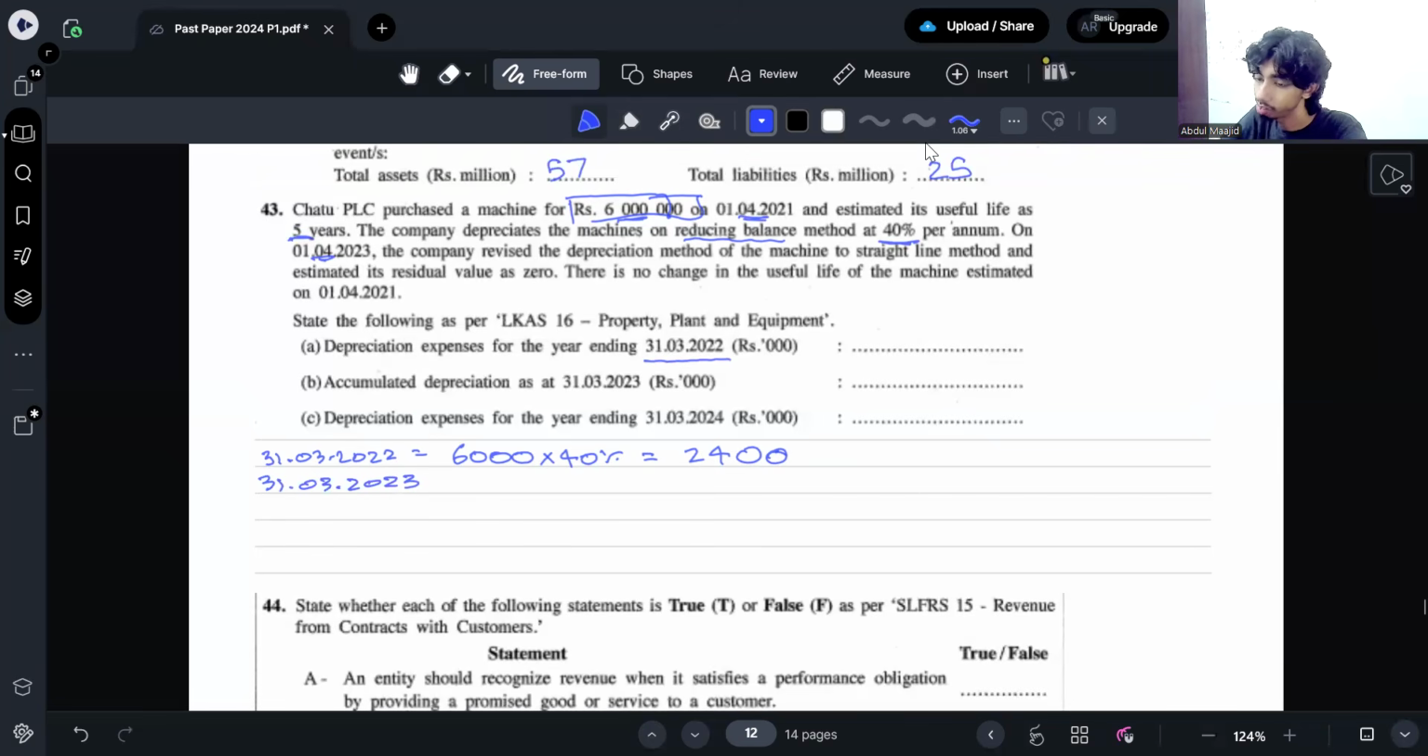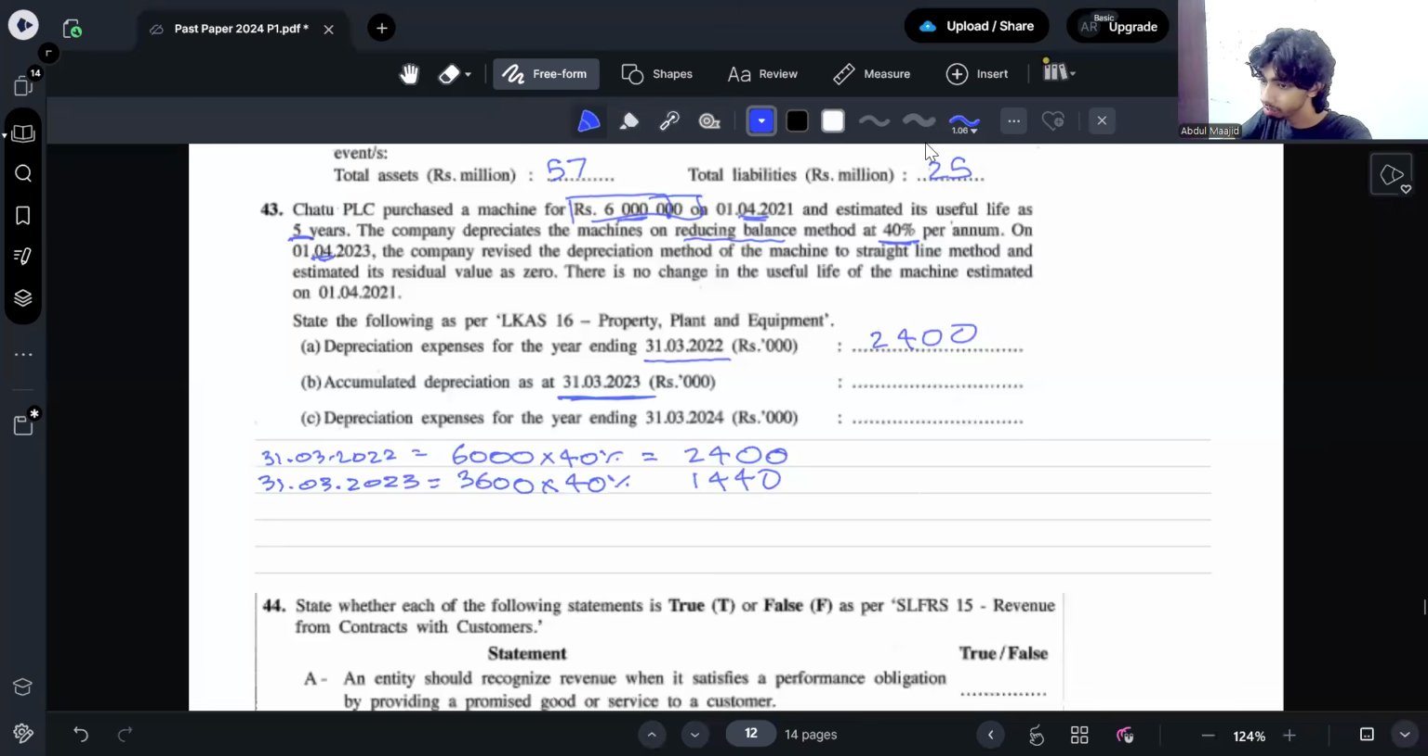How do you find that? Okay, first of all, what is the carrying value of the machine as at the opening date of this year? That is 1st of April 2022. What will be the carrying value of the machine? The cost is 6,000 minus opening accumulated depreciation 2,400. The carrying value for year 2 will be 3,600 into 40%. The depreciation for year 2 will be 1,440.